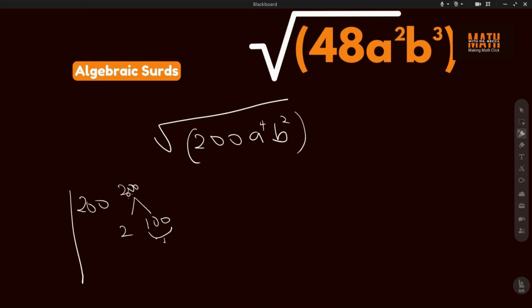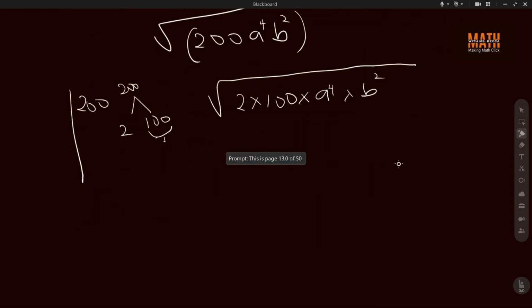But in case you cannot figure it out straightforward like this, then you can use prime factorization to find the prime factors of 200. So that means we can write 200 as 2 times 100, then times a power 4 and then times b power 2. Now let's separate each term to make it easier to solve. So this will give root 2 times root 100, times root a power 4 and then times root b power 2.